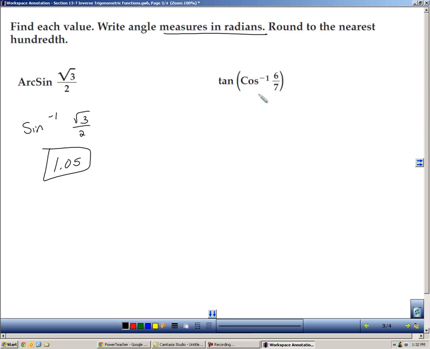Same thing over here. The inverse cosine of 6 over 7 and the tangent of that. Make sure you type it in your calculator properly and that it's in radian mode. And you're going to get about 6.0.